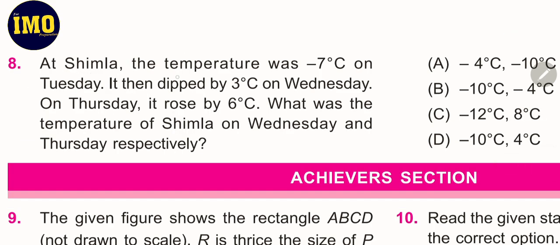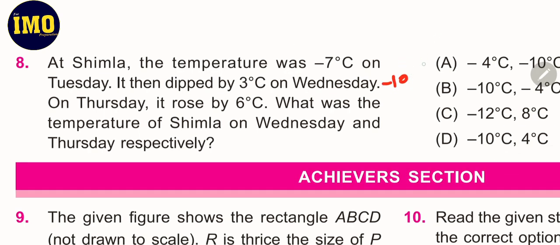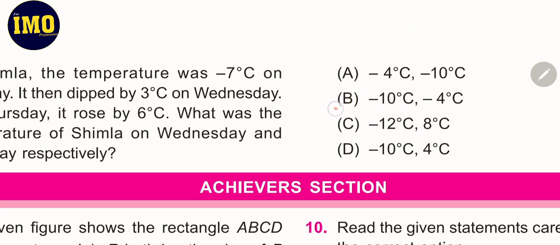In question number 8, at Shimla the temperature was -7 degrees Celsius on Tuesday, then dipped by 3 degrees Celsius on Wednesday. It means it decreased more. So on Wednesday the temperature is -10 degrees Celsius. So on Thursday it rose by 6 degrees. It means when you add 6 to -10 you get -4 degrees. So on Thursday the temperature is -4 degrees Celsius. What was the temperature of Shimla on Wednesday and Thursday respectively? -10 and -4 degrees. So this is our answer, option B.